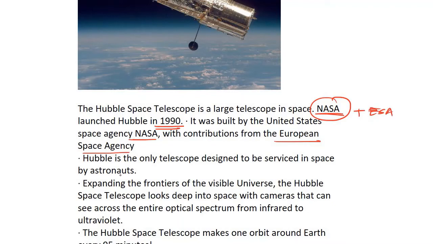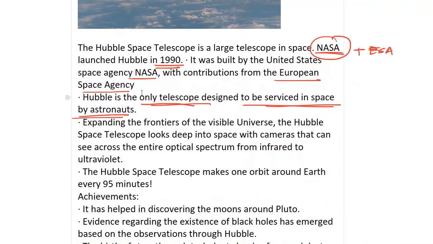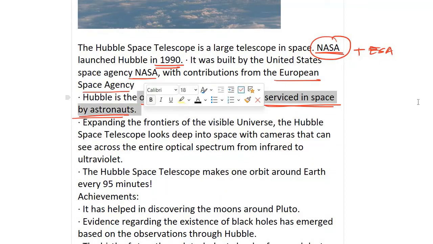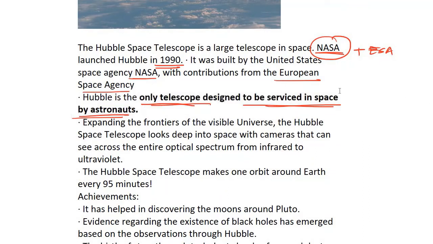Okay, and Hubble is the only telescope designed to be serviced in space by astronauts. This is an important fact about it. We have to mark this. So this is the only telescope so far designed to be serviced in space by astronauts.